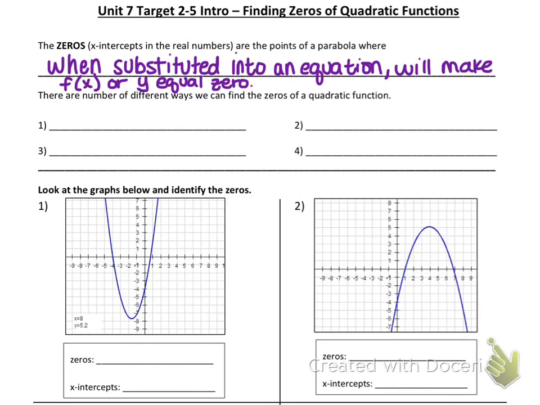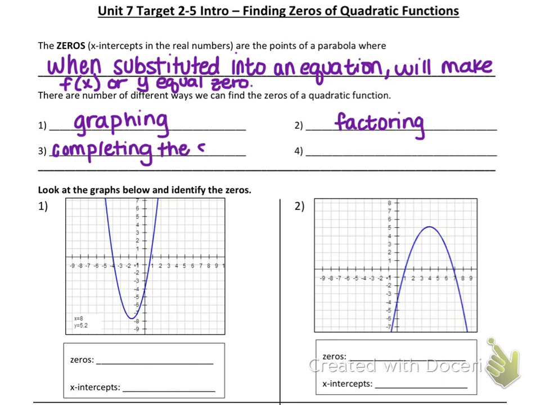So there are 4 different ways that we're going to be solving for the zeros of a quadratic function in the rest of this unit. The first is finding zeros from graphing, which is what we'll be doing a little bit today. The second, oh look at that, our old friend factoring. The third, another familiar face, completing the square. And the fourth, which some of you may have heard of before, is called the quadratic formula.